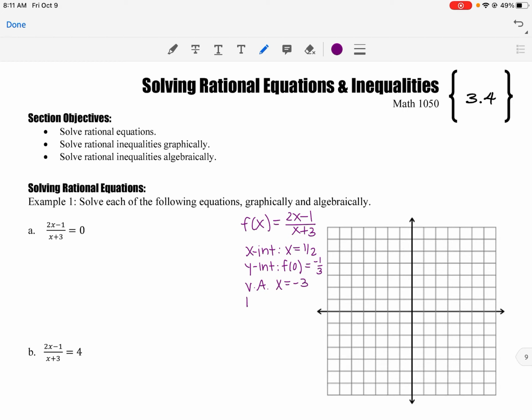And this one has a horizontal or slant asymptote since it's degree 1 over degree 1. It's a horizontal asymptote. And we're going to divide the leading coefficients, so we have y equals 2 divided by 1, which is just 2.